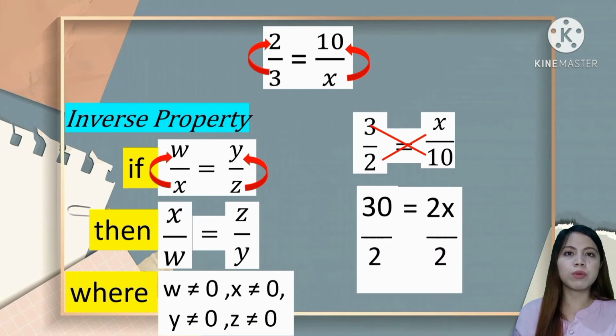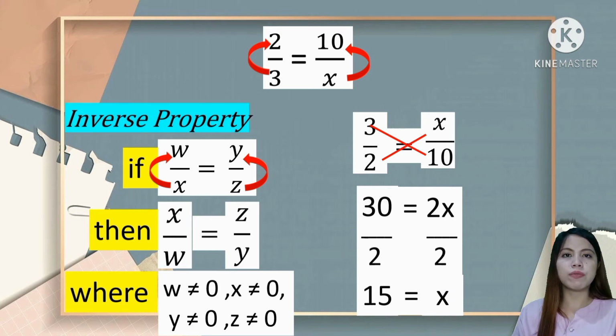Let us divide both sides by 2. 30 divided by 2 is 15 and 2X divided by 2 is X. Now we have X is equal to 15. Since we also get the value of X as 15, we then prove that we can use inverse property in solving for the unknown in a proportion.